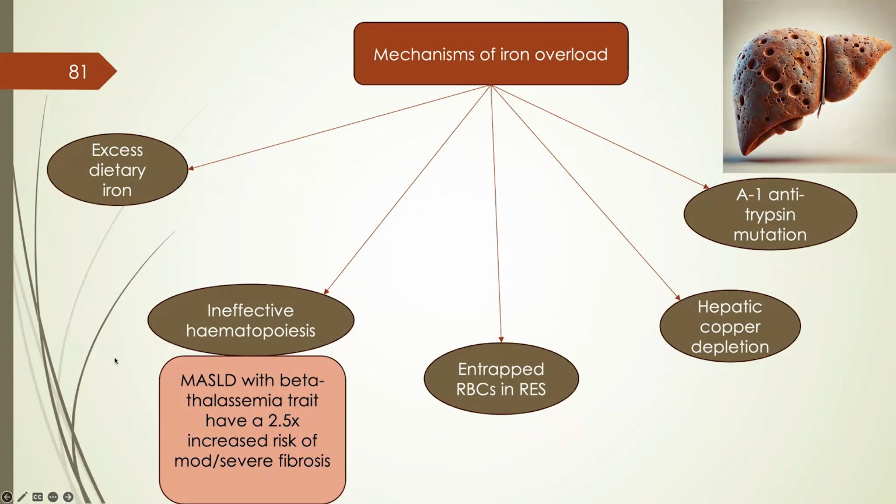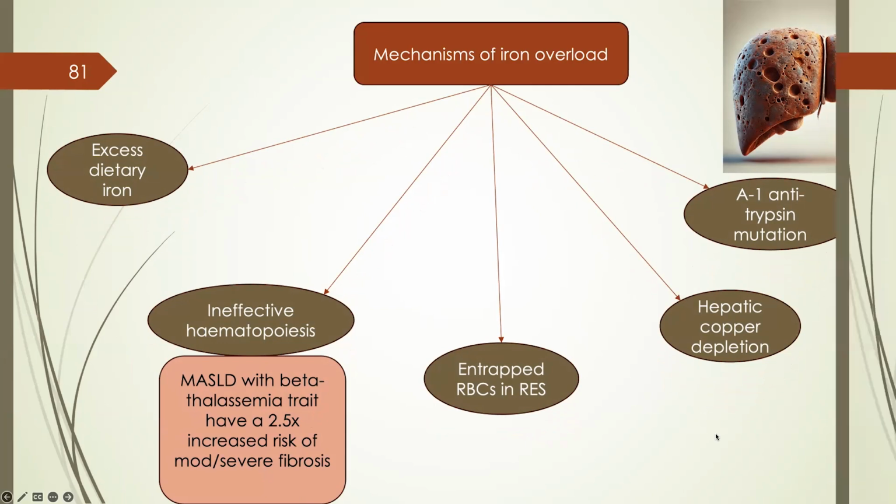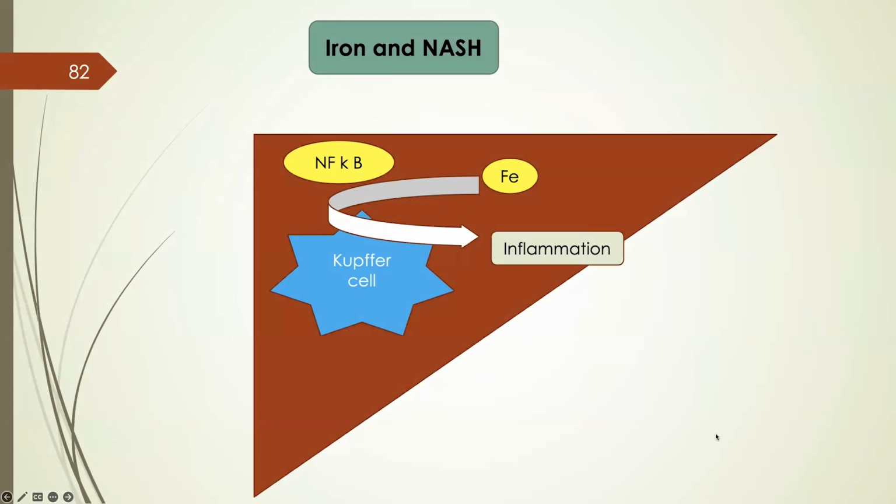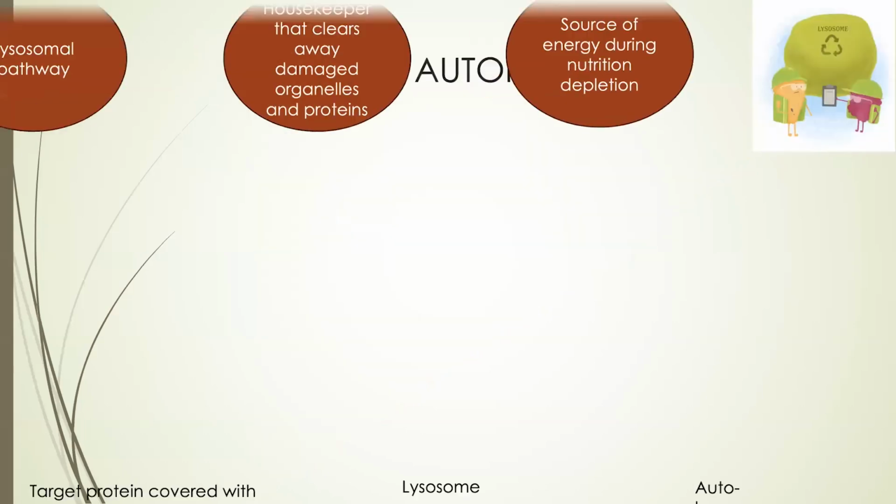And it has been shown that in patients who have thalassemia trait, because of the ineffective hematopoiesis and excessive deposition of fat in the liver, these individuals are 4 times more likely to develop advanced hepatic cell necrosis and inflammation. In fact, it has been shown that iron also stimulates NF-kappa B to produce more pro-inflammatory cytokines.